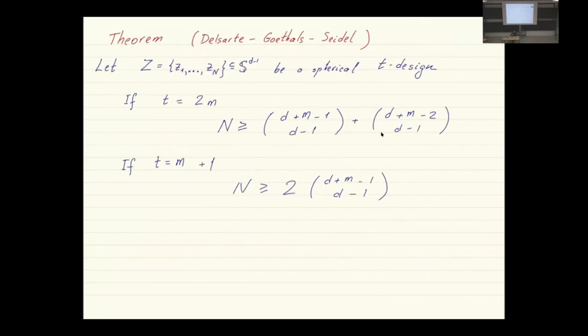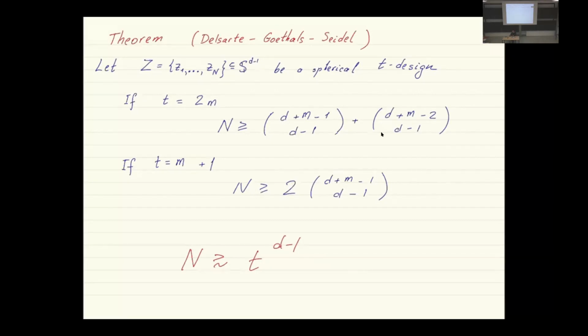Okay. So this is a theorem of Delsarte, Goethals, and Seidel, that you have these bounds for spherical designs. I will show you one of the proofs in the case when t is even. Notice before we do it that in both cases you have that the cardinality is at least of the order t to the power d minus 1, the strength to the power of the dimension of the sphere. Okay.